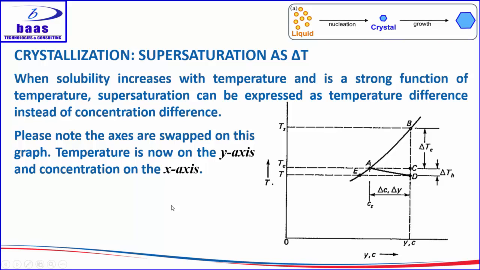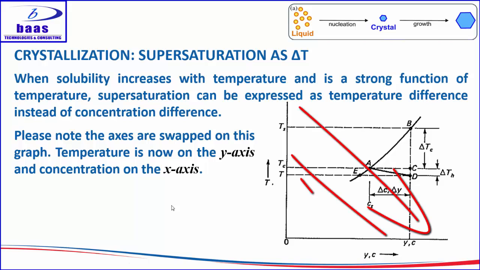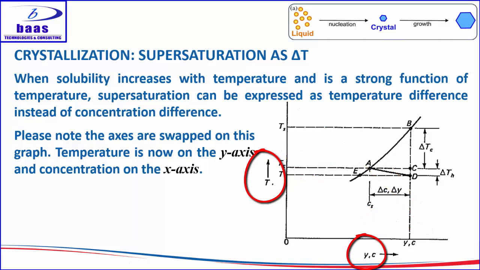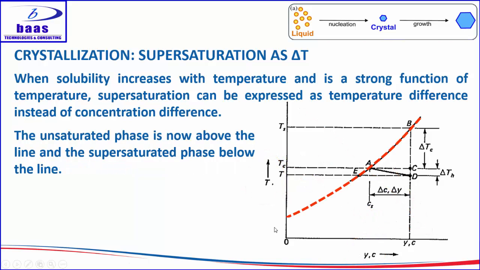When the solubility increases strongly with temperature, supersaturation can be expressed as a temperature difference instead of the concentration difference. Please keep note that in this graph, the axes are swapped. The temperature is now on the y-axis and the concentration is on the x-axis. The unsaturated phase is now above the saturated line here, and the supersaturated phase will be below the line here.